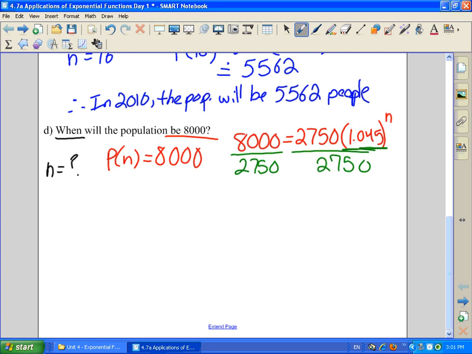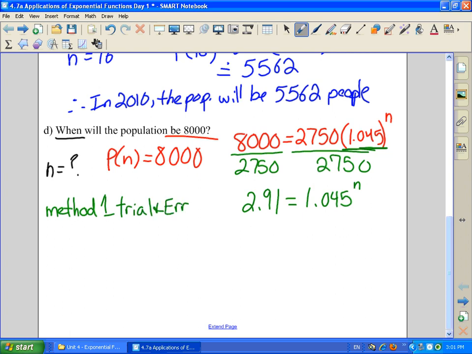So dividing through, we're getting a little closer. We've got 2.91 roughly equals 1.045 to the N. Now what we're going to do is method 1, which is going to be the trial and error method. Just grab your calculator and plug values in for N and substitute them in until you get an answer that's close to 2.91.